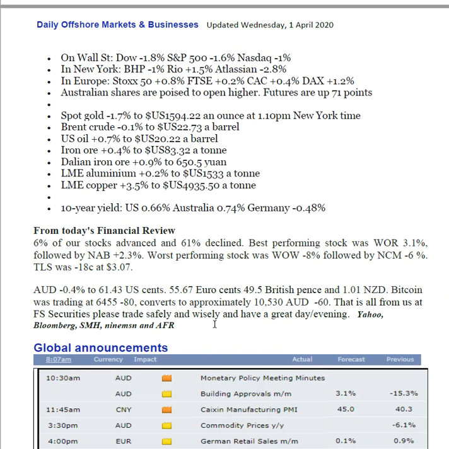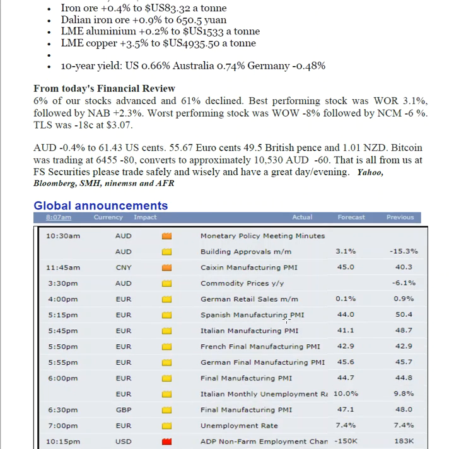And by the way, for those of you who follow Bitcoin, Bitcoin was 6,455 US, down 80 US, and that will convert to approximately 10,530 Australian dollars, down $60.